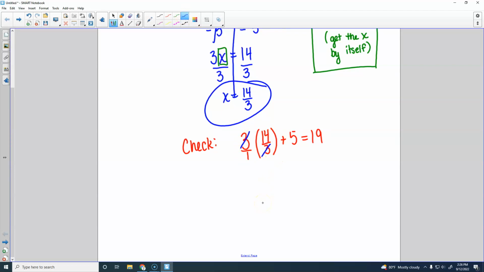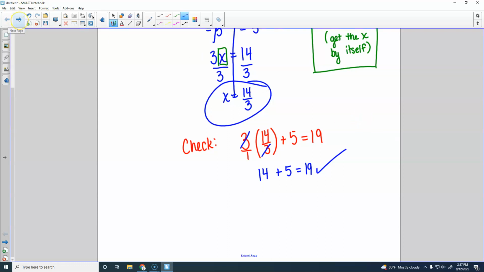So that'll be 14 plus 5 equals 19. Does 14 plus 5 equal 19? Yes. So you would know you got it right. Okay, questions?